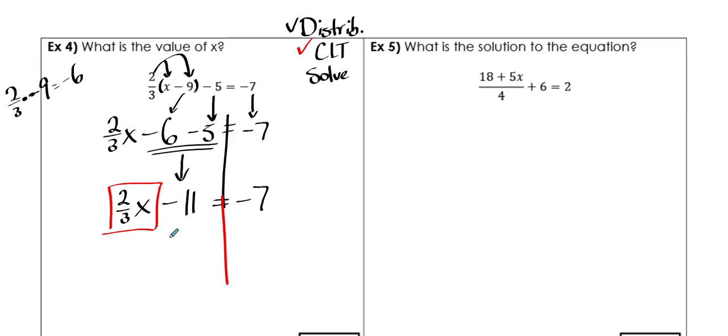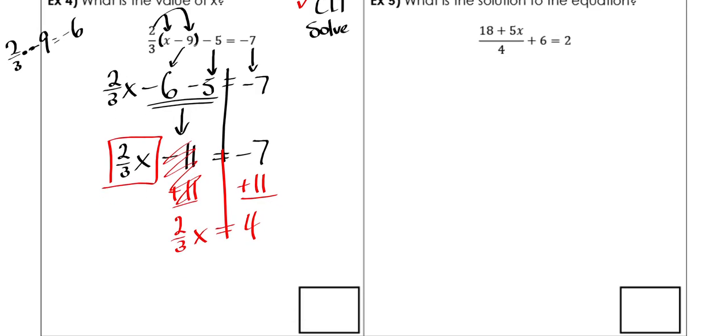I'm going to cancel out that -11 by adding 11 to both sides. The 2/3 x is going to be the only thing left on that side, because those cancel each other out, and that gives me a +4. I showed you 2 different ways you could solve this from here. We could divide by this as a decimal. Problem is it's a repeating decimal that goes on forever. I mean, it's not really a problem.